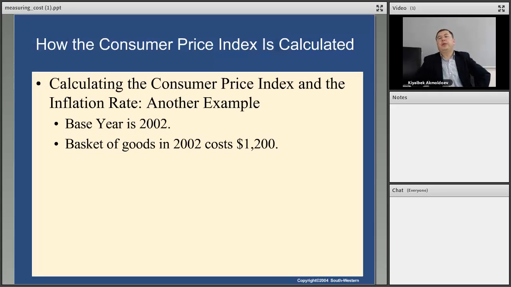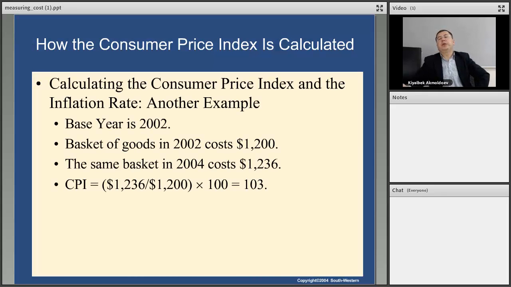Another example. The base year is 2002. The basket of goods in 2002 was 1,200. The same basket in 2004 is 1,236. How do we find the CPI? CPI equals consumer price index: the cost of the basket in the current year divided by the cost of the basket in the base year, multiplied by 100. The CPI here is 103.